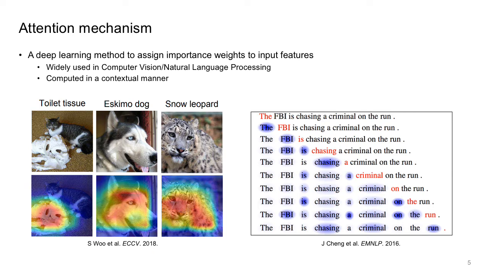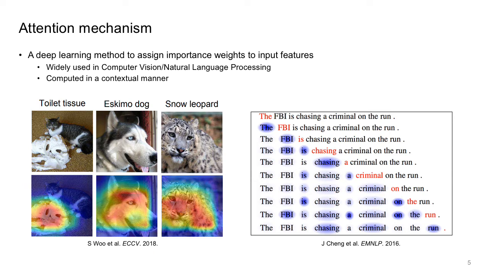Attention mechanism is a deep learning method that has already been widely used in computer vision and natural language processing. It is a method that tries to assign importance weights to all the input features, and these importance weights are calculated in a contextual manner, meaning that it depends on all the input features.